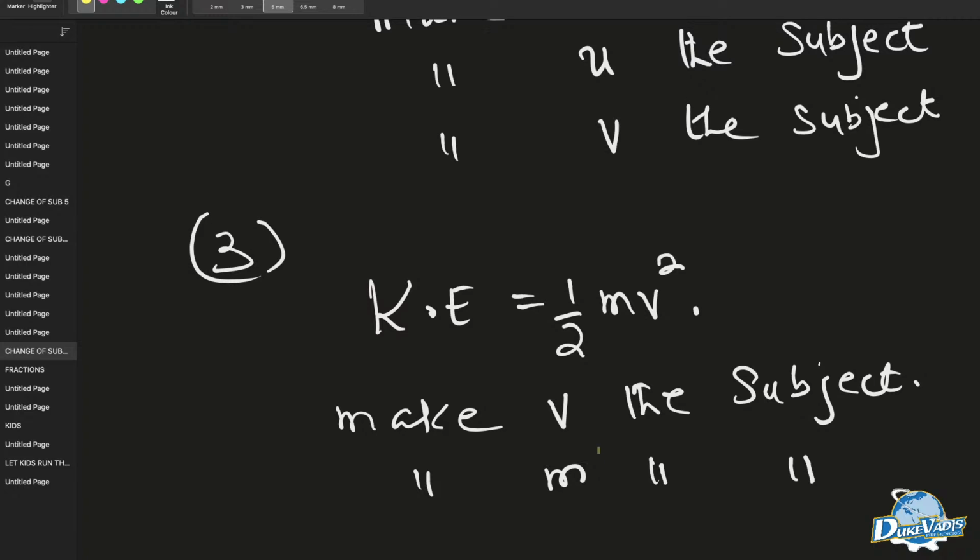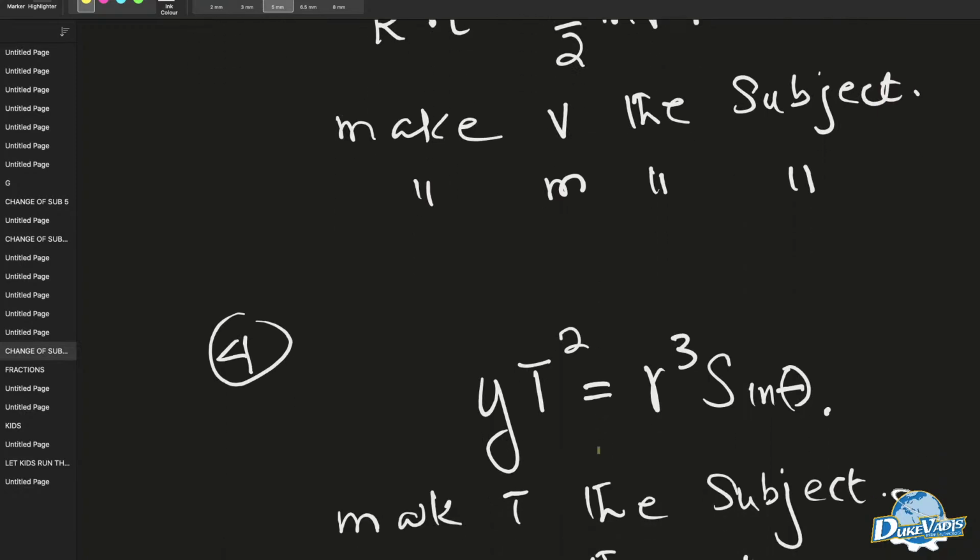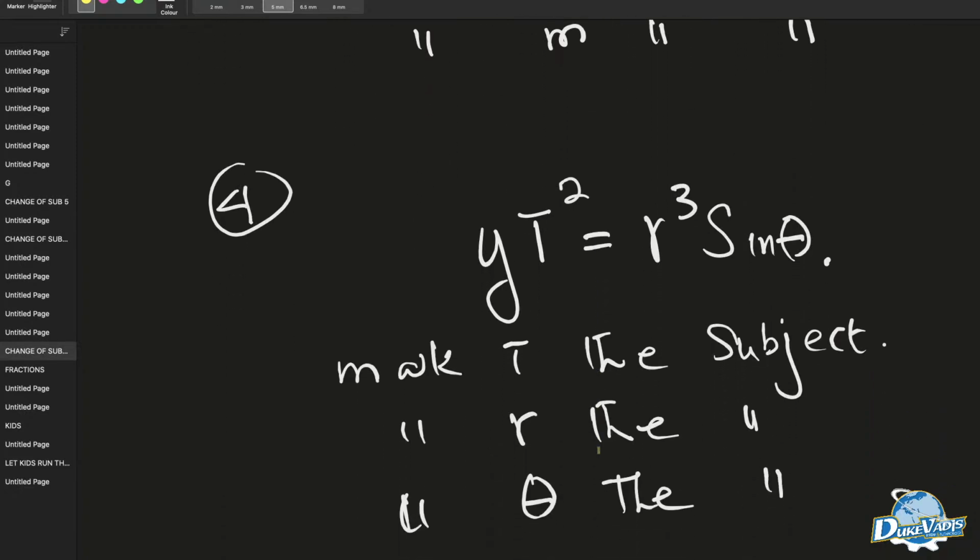Now let's look at this one. The last but not the least, we've been given y t squared is equal to r cubed sine theta. So we are going to make t the subject. We are going to make r the subject. We are going to make theta the subject. And let me add y the subject as well, so we are going to make y the subject of the equation.